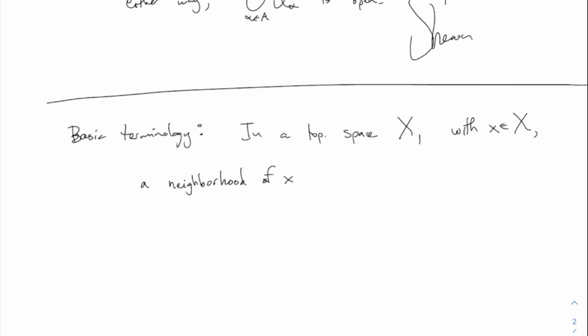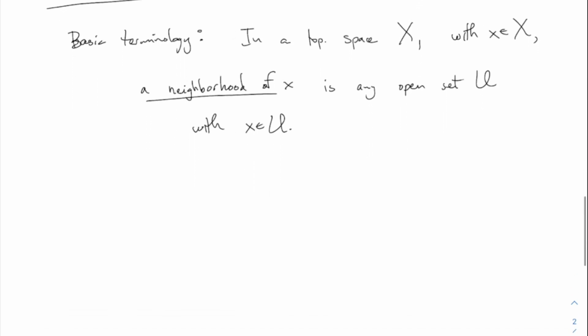In a topological space X with x in X, a neighborhood of x is, the definition is very simple, any open set U with x an element of U. So the word neighborhood doesn't actually mean it has to be really small. It just means it's an open set that that point is part of. A neighborhood of x is any open set that includes that point.